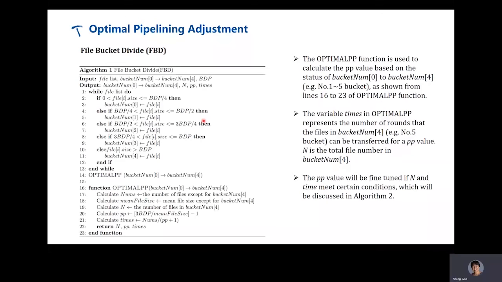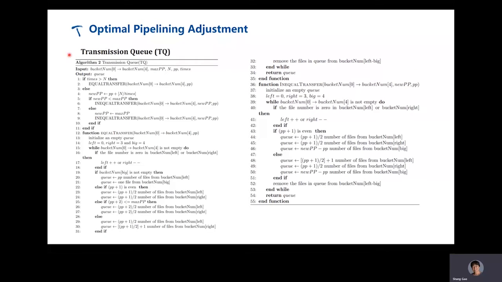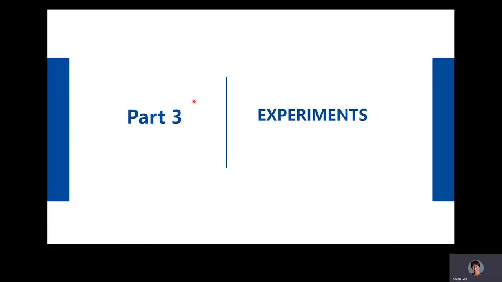Those are the involved algorithms. The first is file bucket divide, and the second is the transmission queue. For details, you can just look at the paper.